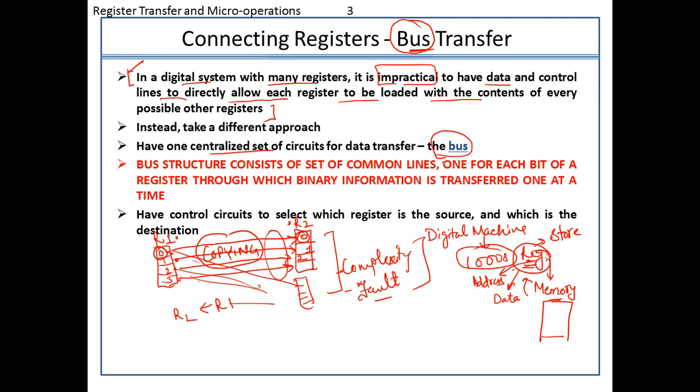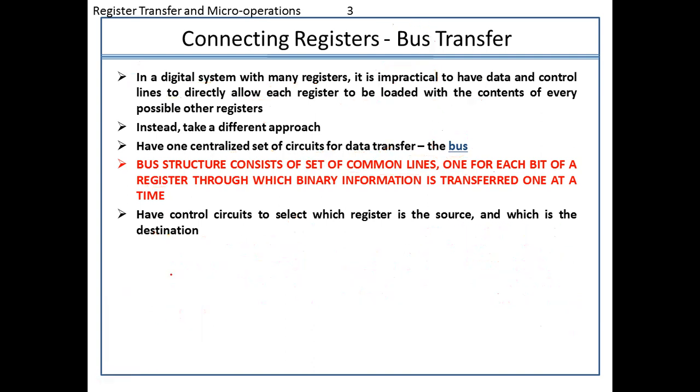So what happens in the case of a bus system? The bus structure consists of a set of common lines. This is the basic idea. In a bus system, we work with a common set of lines, one for each bit of a register. Now, let's suppose we are talking about the bus system to be designed.